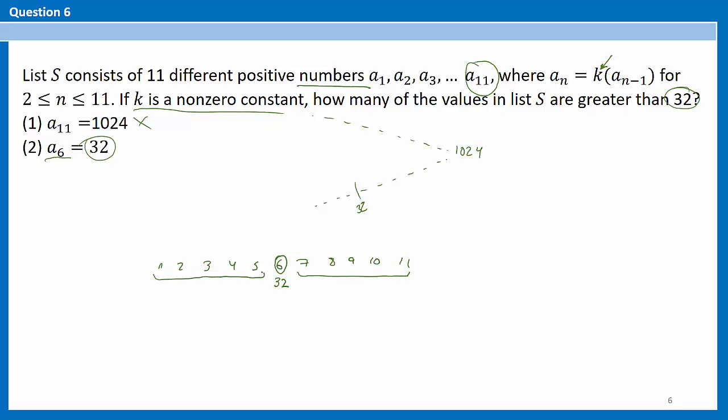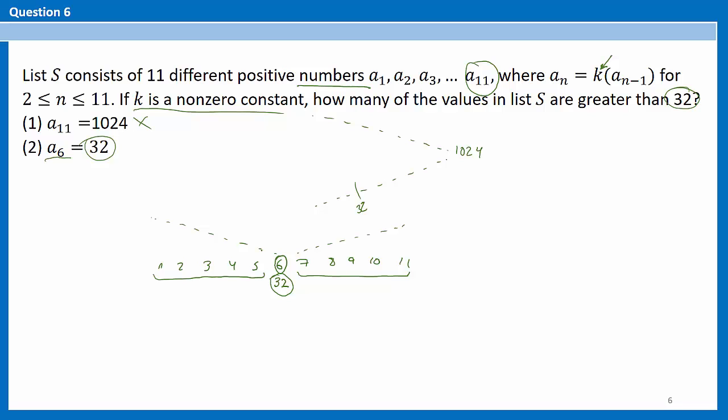Now, we might be thinking that we still need to know k, but what happens if k is a constant that makes the sequence go up? It means that after 32, all of the numbers would be greater than 32. So the answer would be 5. How many of the values are greater than 32? 5. But if k were a constant that makes the sequence go down, that means that all of the numbers that were before A6, those were greater than 32. So the answer would still be 5.